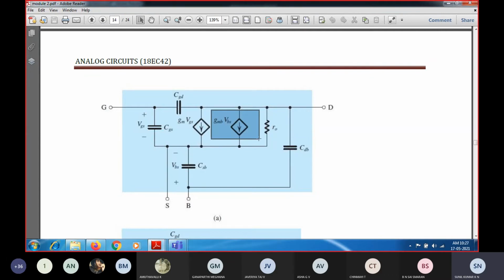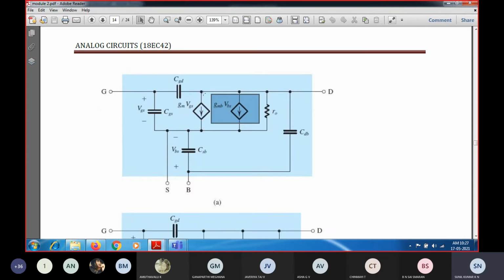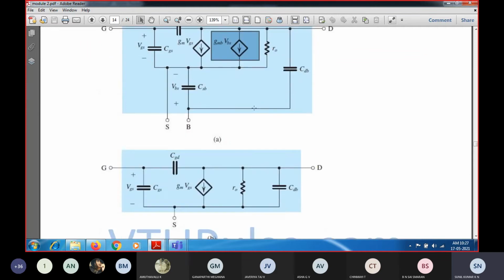So gmb is the body transconductance, gm means the normal transconductance. And VBS is nothing but the body to source voltage, which is going to control the current. Hence we are going to have gmb into VBS. Is it clear? And what is left out? A finite amount of resistance, and CDB, CSB. These are the two junction capacitors we are going to have. So this is the high frequency equivalent circuit, including these four capacitances and the four terminals we have to write for this high frequency.